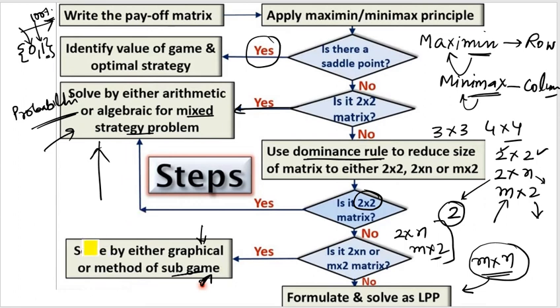I have told you that if it is a 2 cross n or m cross 2, then either we use the graphical method or we use the method of subgames. Now when you compare the graphical method with the subgames, the subgames are a little bit lengthy process.